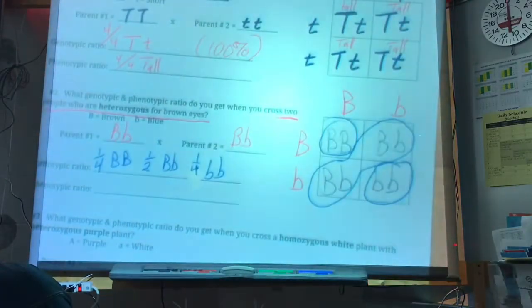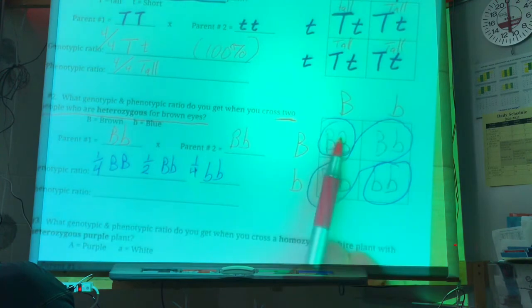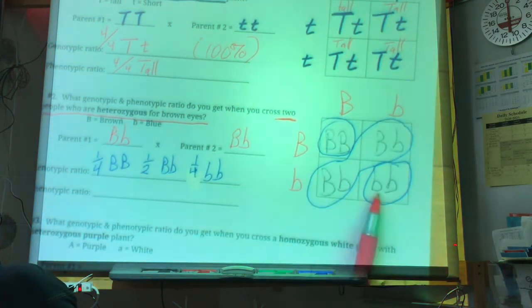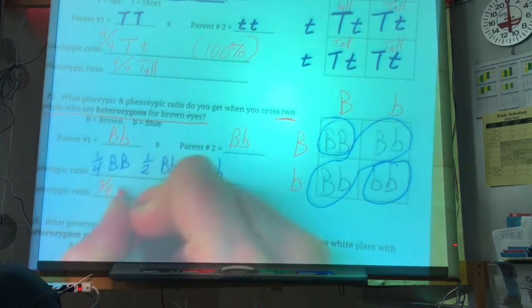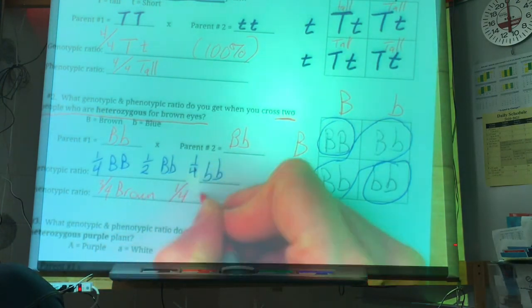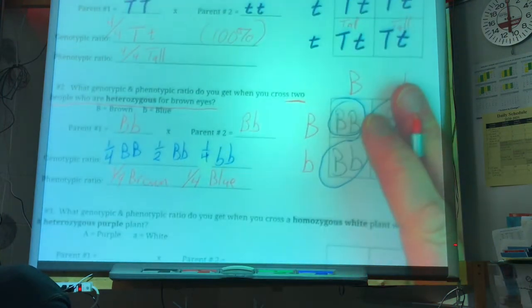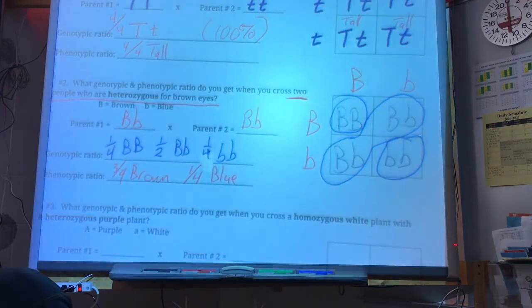Phenotypically, what's this one going to be, brown or blue? What about this one? Brown. What about this one? Brown. What about this one? Blue. So how many are going to be brown? 3 out of the 4 are going to have brown eyes. 1 out of the 4 are going to have blue eyes. Phenotype, physically look. How do they physically look when we talk about phenotypes?